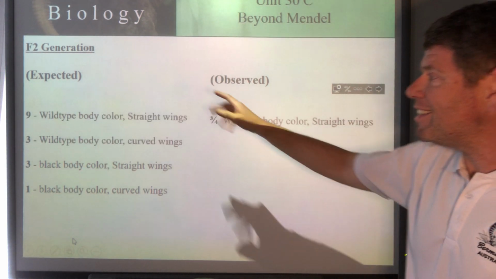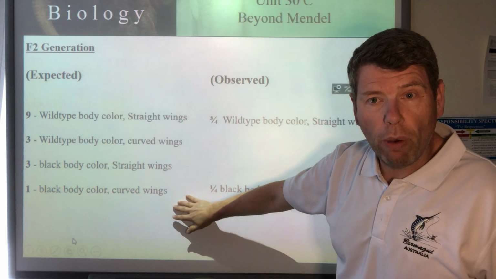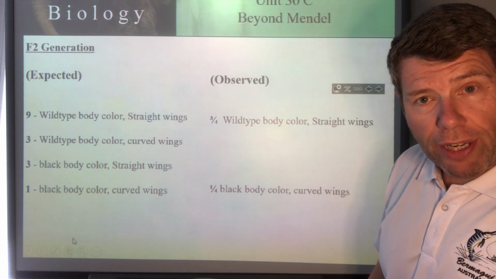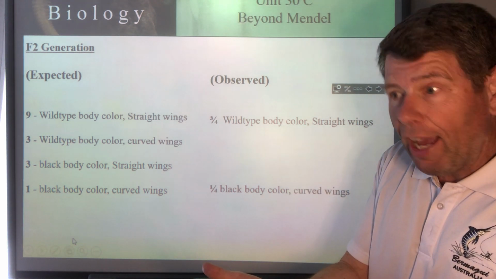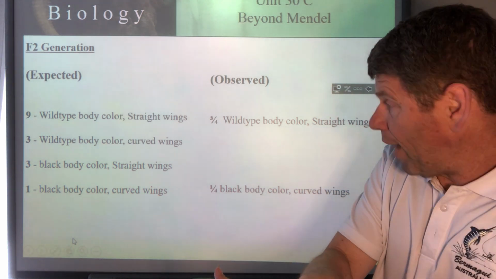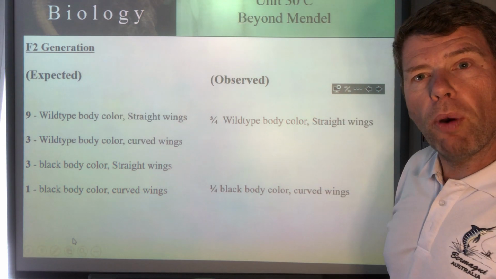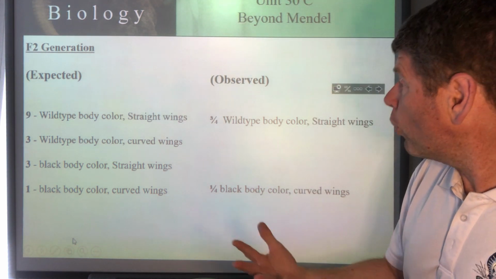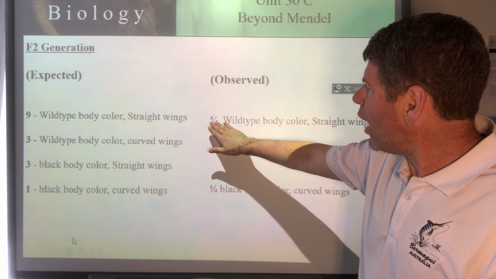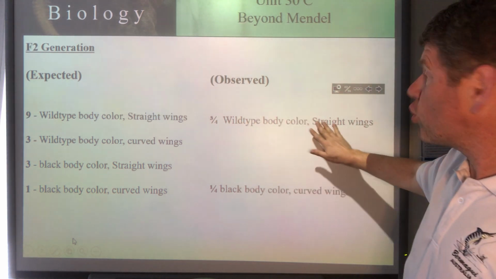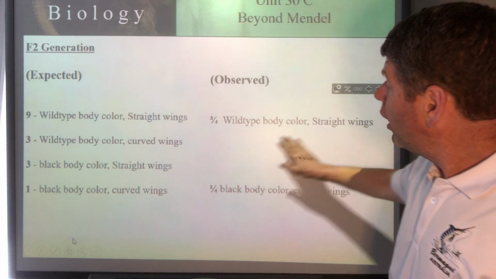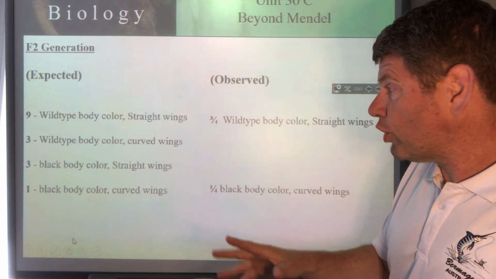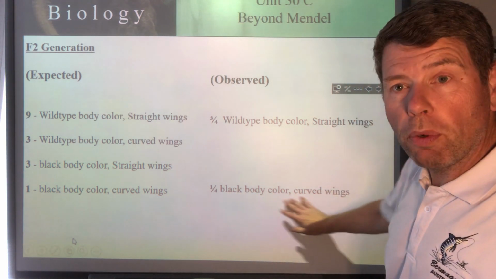We'd be expecting this 9-3-3-1 ratio. 9 individuals with both dominant traits, 3 where one of the traits is dominant and the other trait is the recessive trait, and then 3 where we'll switch that around, and then 1 with only both recessive traits. However, that is not what was discovered by Morgan. He pretty much saw a 3/4 wild type straight, which is both dominant traits, and 1/4 of the offspring that had black and curved wings, the double recessive.